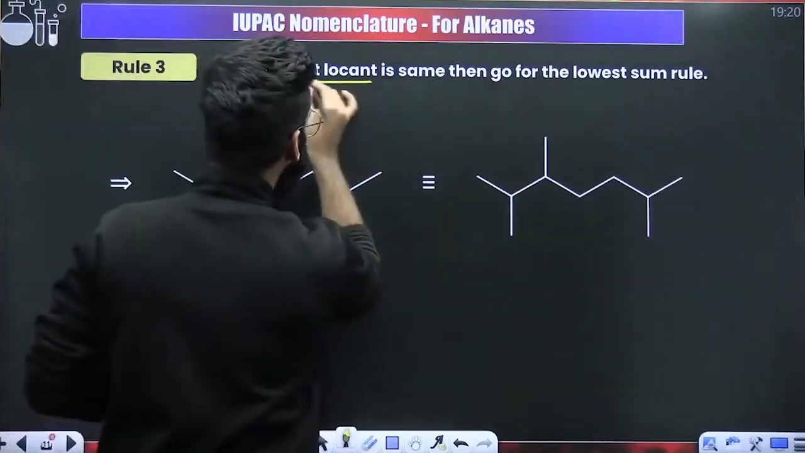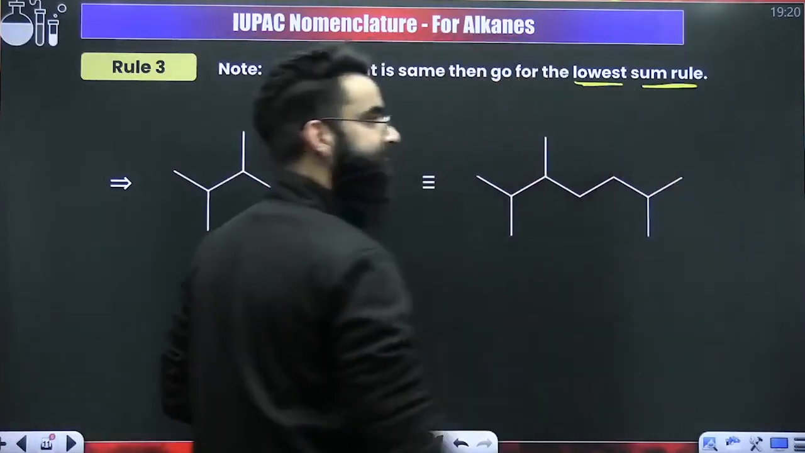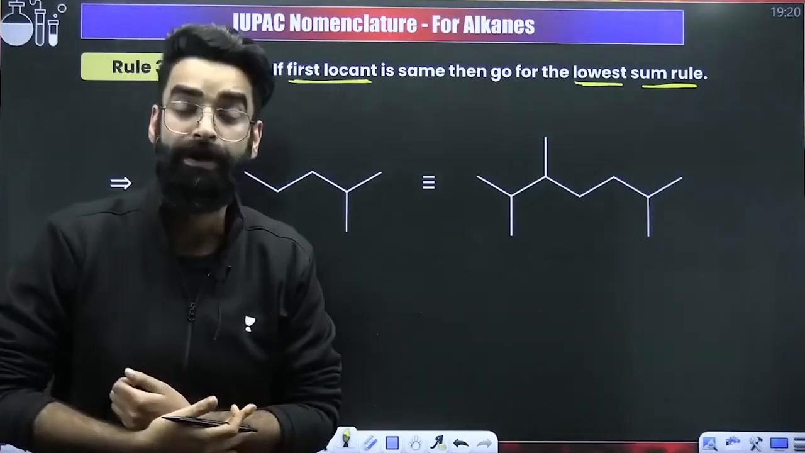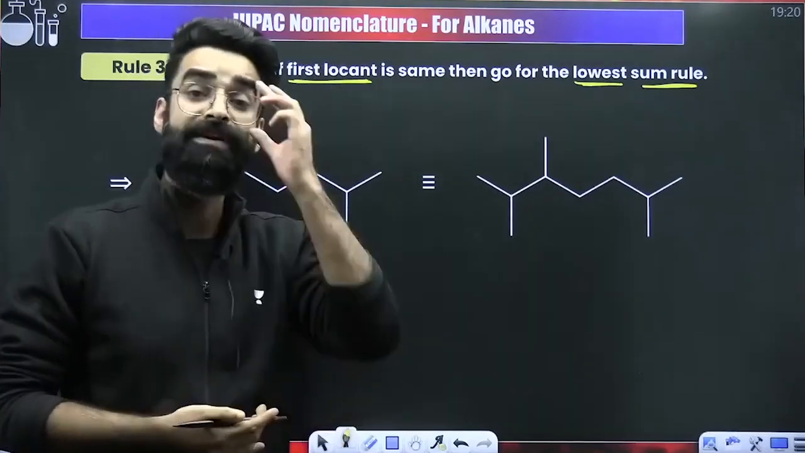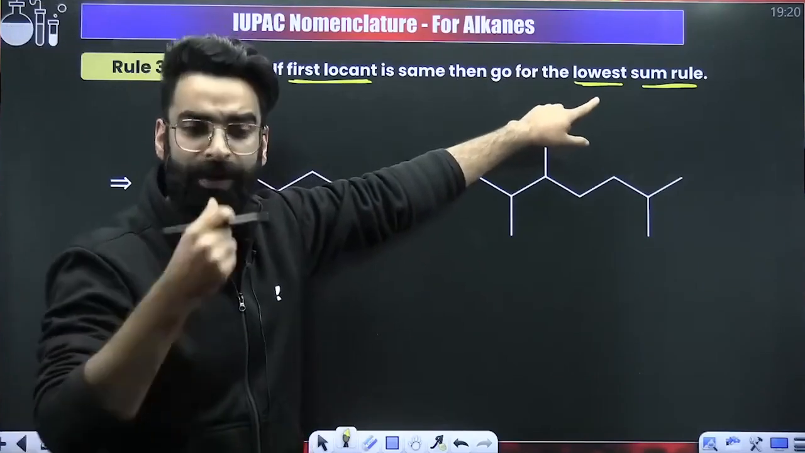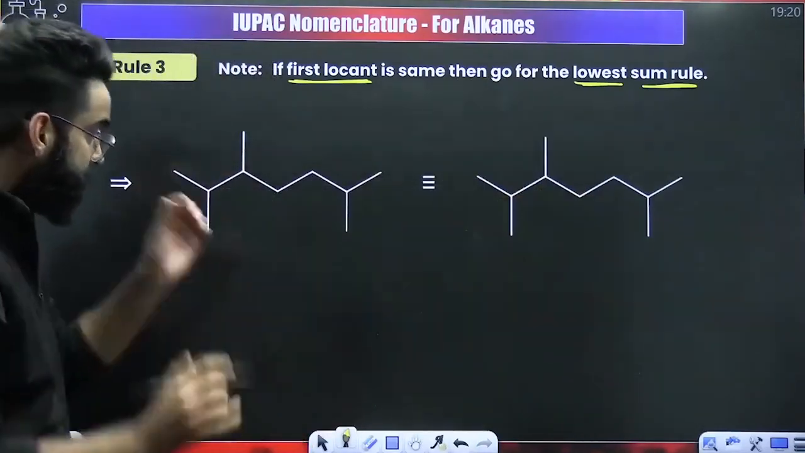Now comes one more point. If the first locant is the same, then go for the lowest sum rule. For example, if you are unable to decide with the help of the first locant, then you are going to follow the lowest sum rule. What is this lowest sum rule all about? Let's have a look, people.